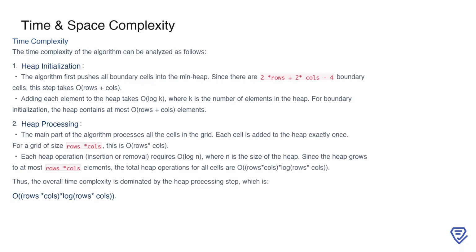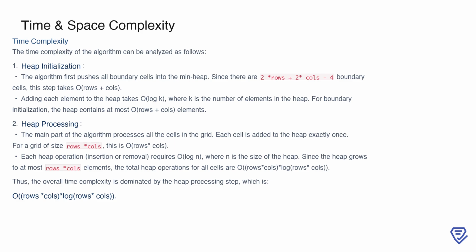To analyze the time complexity of this algorithm, let's break it down into 2 main parts. First, during heap initialization, all boundary cells are pushed into the min heap. Since there are approximately 2 rows plus 2 cols boundary cells, this step takes O(rows + cols) time. Adding each of these boundary elements to the heap requires O(log k) time, where k is the number of elements in the heap. In this case, k is at most O(rows + cols), so the heap initialization step is efficient. Next comes the heap processing phase, which is the core of the algorithm.